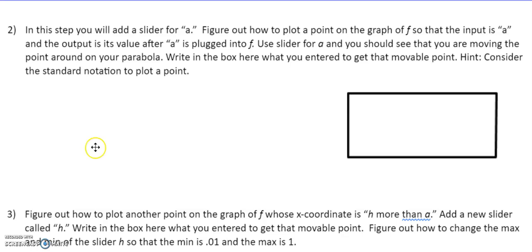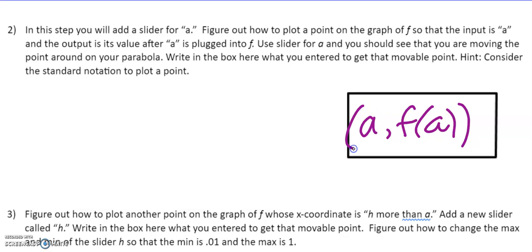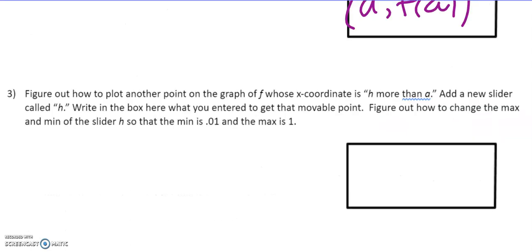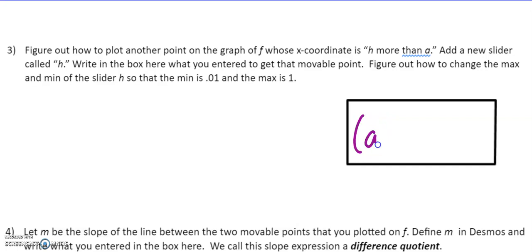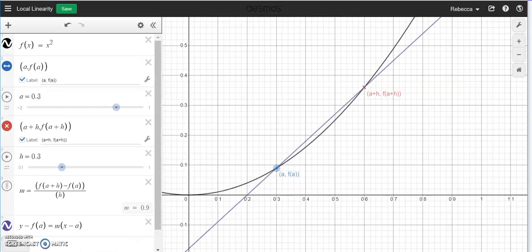Alright, so step one was typing in y equals f of x, and step two then is when we figured out how to do our slider. So hopefully you came out with typing in the point a comma f of a. And then took your extra step over of h, so you should have a plus h comma f of a plus h. So we're looking like this. We've got our point a, f of a, and we've got our a plus h comma f of a plus h.